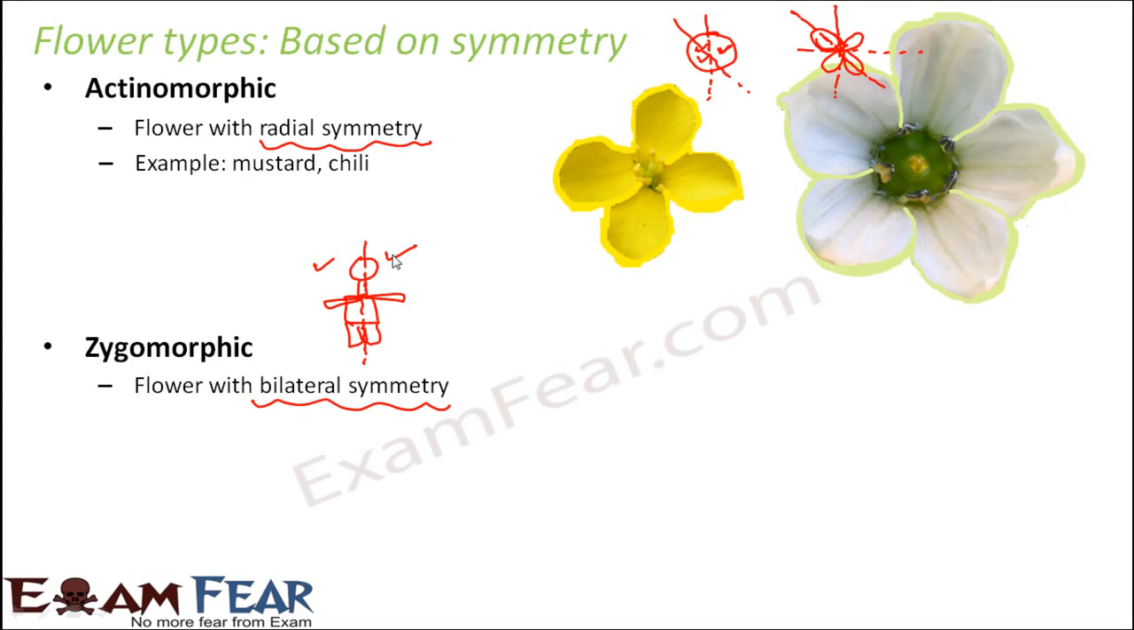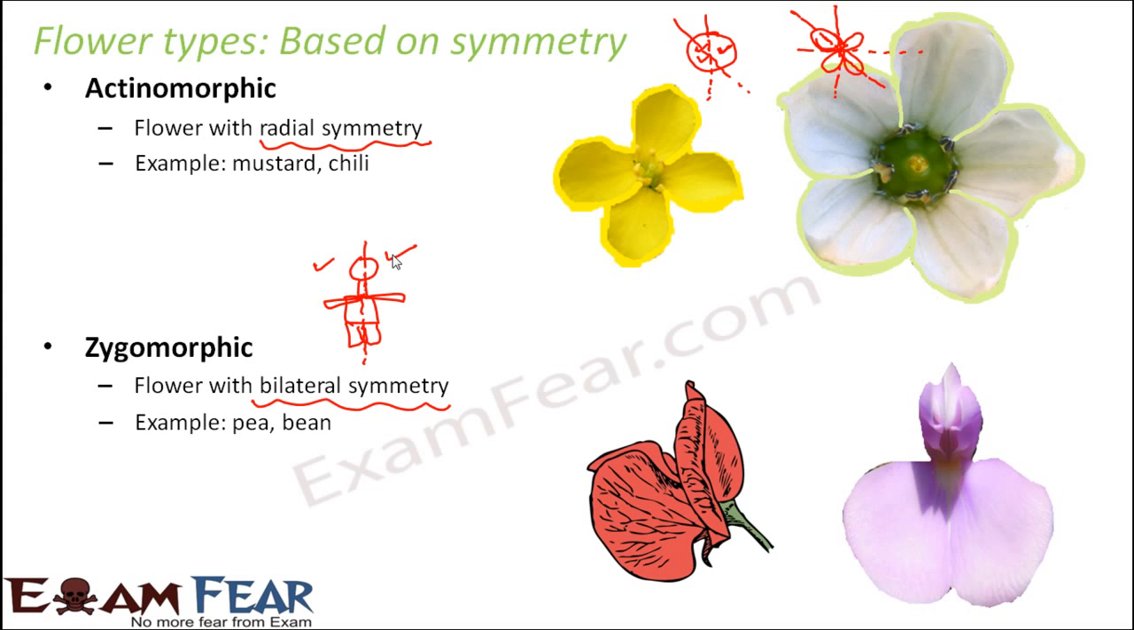So these kinds of flowers are called zygomorphic. An example would be a pea flower or a bean flower. This is the side view of a pea flower, and this is the front view. From the front it will look somewhat like this. So if you consider an axis like this, you get two equivalent right and left halves, which proves that it has bilateral symmetry. Right? So this is zygomorphic. Actinomorphic is radial symmetry, zygomorphic is bilateral symmetry.